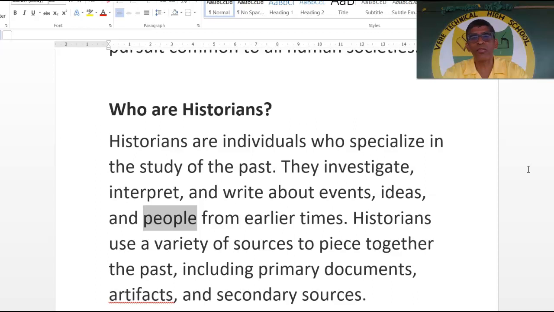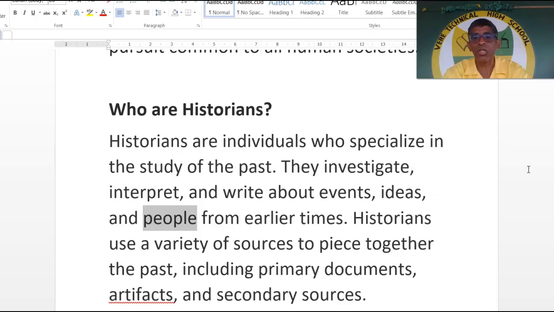Historians use a variety of sources to piece together the past. So historians don't just take one source of material, they use a variety of materials. They have to get a lot of sources, a lot of information. They go through this information and piece it together so that the information makes sense. All right? So these are information about the past.